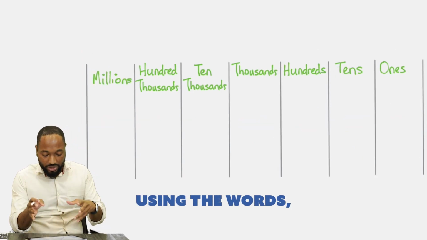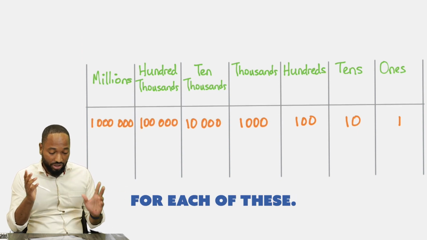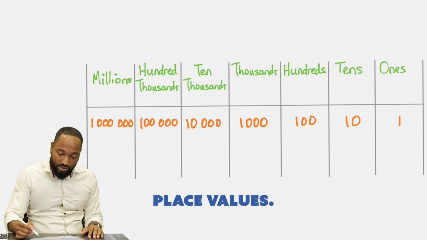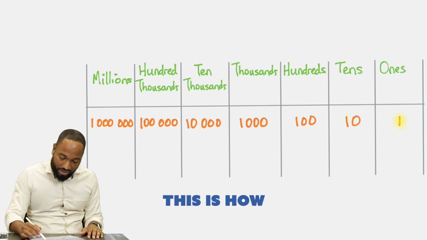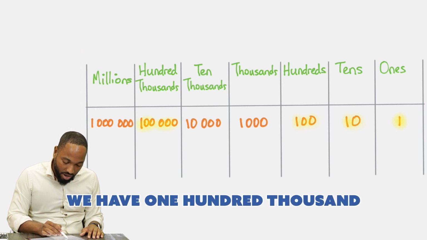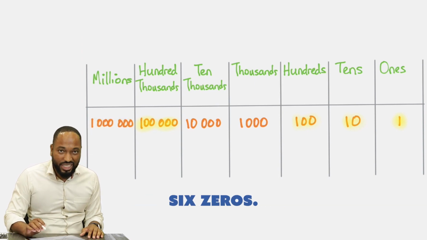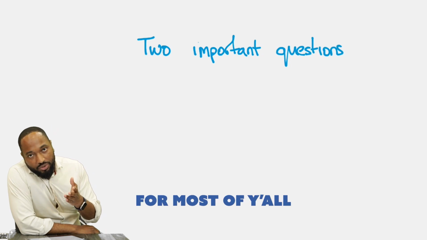Instead of using the words, we can actually use the number value for each of these place values. So this is 1, this is how we write 10, and this is how we write 100, and I mean, you know this already. Over here we have 100,000, and if you look carefully at a million, how many zeros do we have there? 6 zeros. So that's just revision for most of y'all.